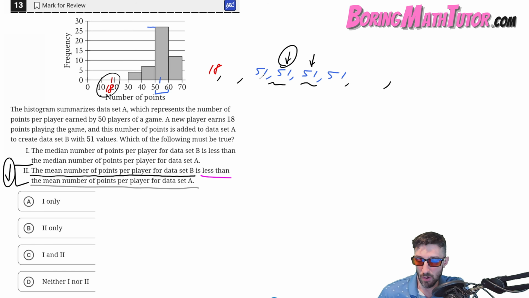However, we don't know that all of these are going to end up being the same. It could have been that maybe it's 51 and then 52 and then 53. And in that case, that would change the median. So when they're saying which of the following must be true, well, I'm not going to go with one because it could be true. It's not that it must be true. So the answer is 2 only.